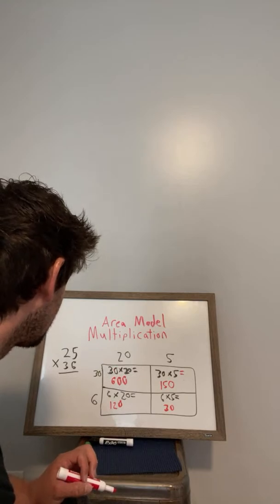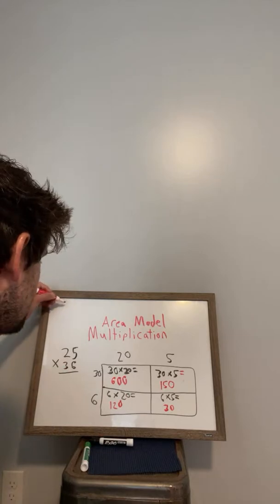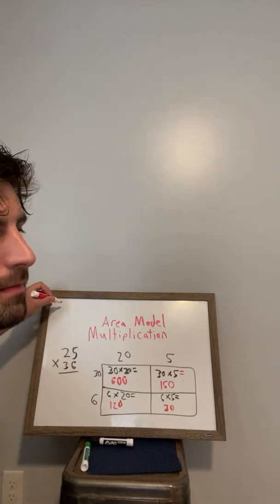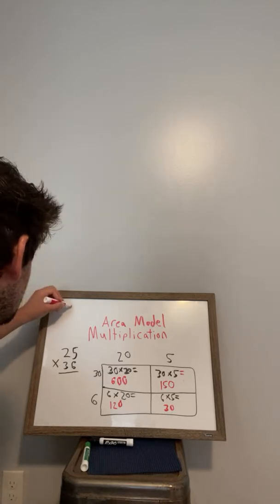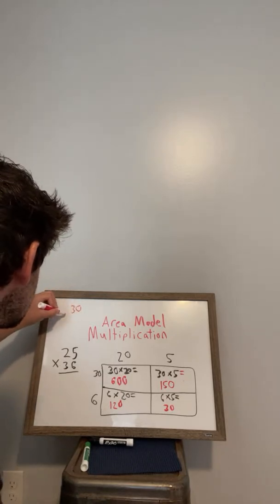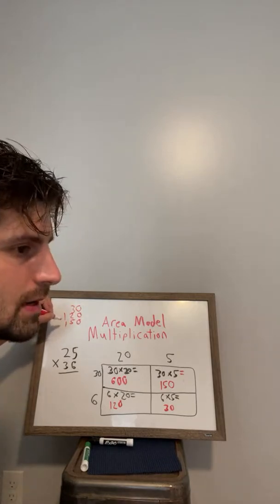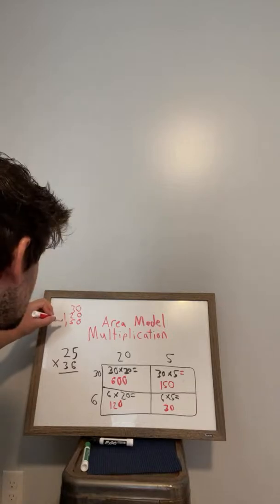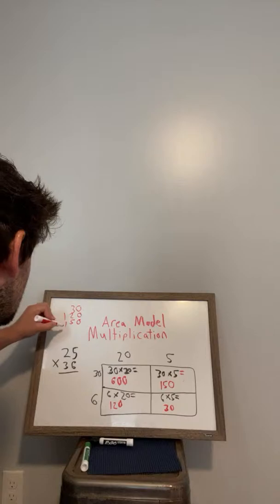And now I'm going to add the 4 numbers up. So 30, 120, 150, and 600.